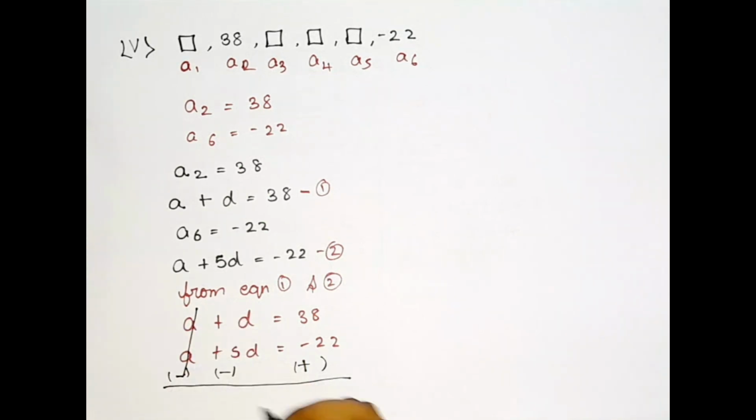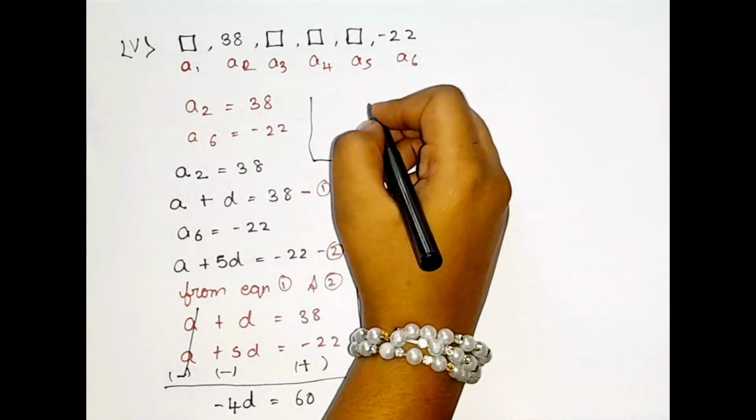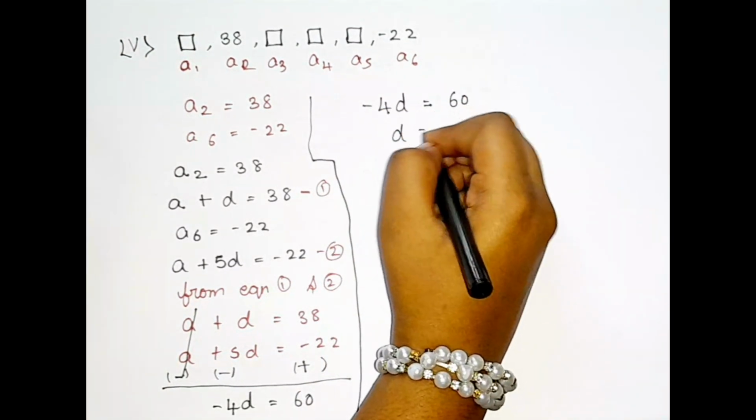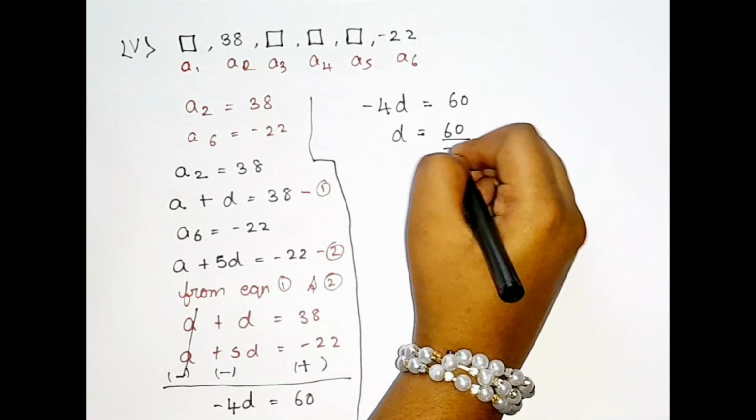Okay, so here we can cancel it, and here 5 minus 1 is 4. It's going to be minus 4D is equal to, and here 38 plus 22, it's going to be 60. Okay, alright. So now we got minus 4D is equal to 60. So D is equal to 60 divided by minus 4.